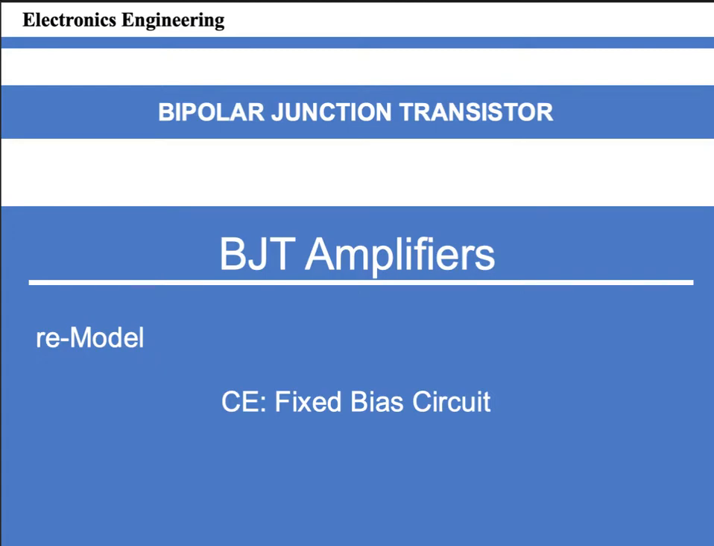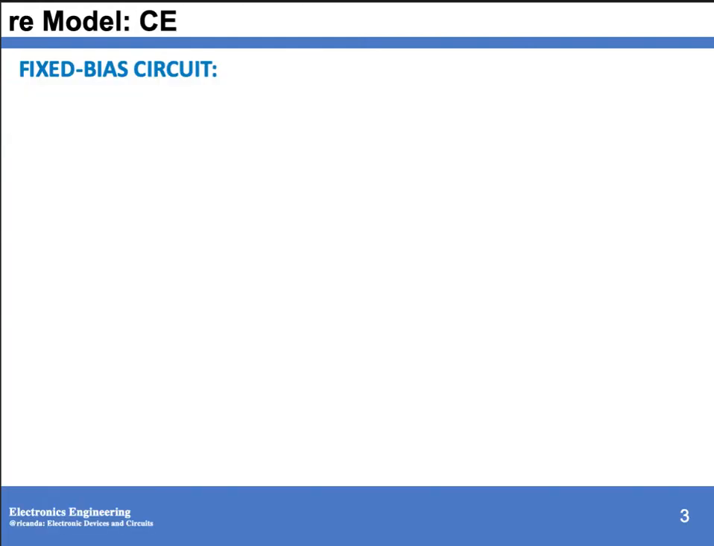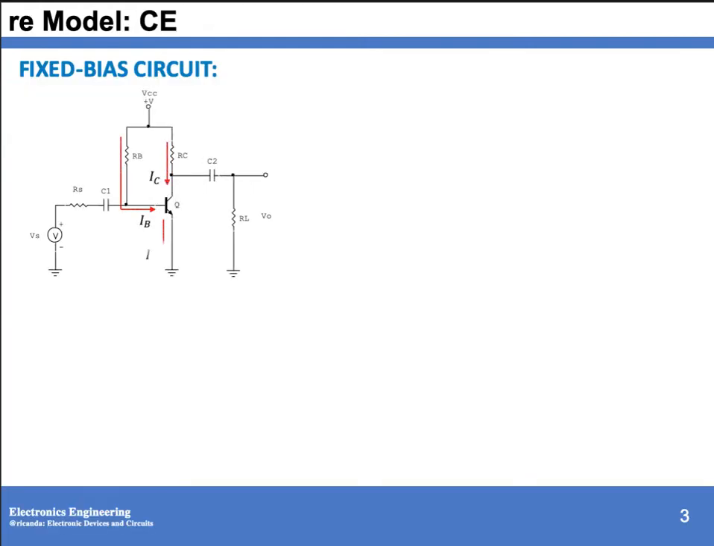So we will be discussing different types of circuit biasing of your BJT amplifiers under the re model. We have this first configuration, the common emitter configuration, fixed bias circuit. This is our fixed bias circuit, a circuit without a resistor on the emitter side. So we have to change this into the re model.